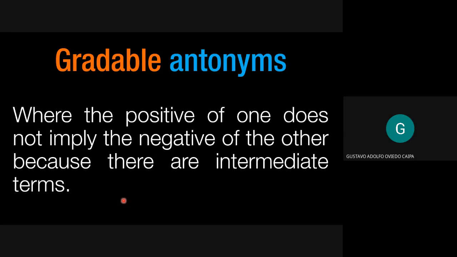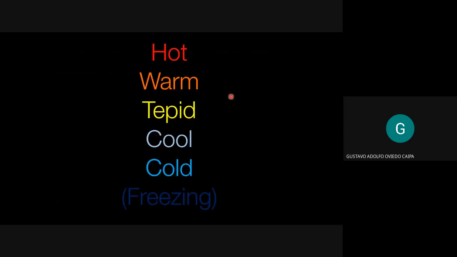So let me go to the examples for a little bit and I'll come back to the definition. It's better with the example. For example, we can say that hot is not precisely the simple antonym all the time of cold. Why not? Because there are states in between. There are some states in between.